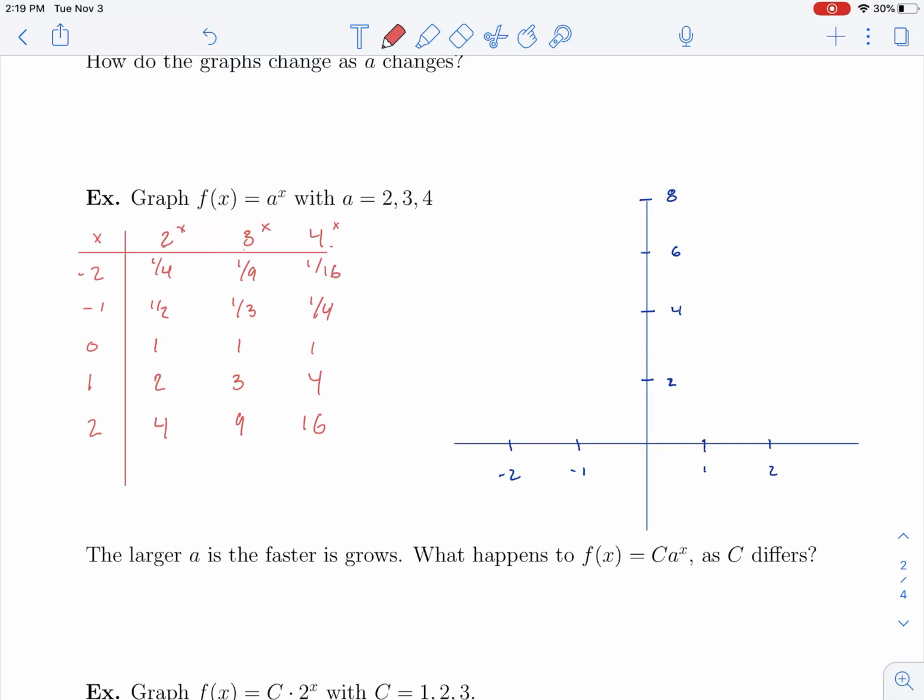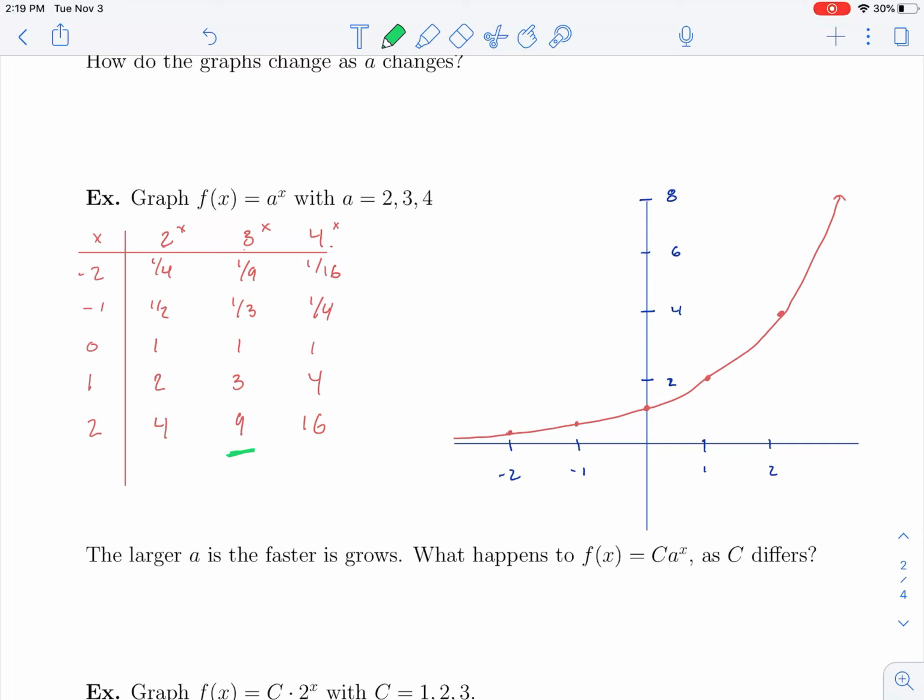So let's start with 2 to the x in this pink color. So I get 1/4, 1/2. There's 1. And then 2. And then 4. And then if we keep going, we get like 8 and something like that.